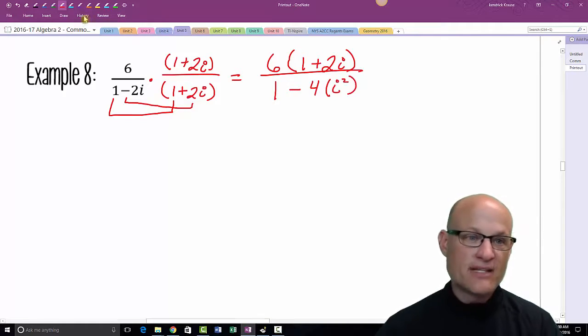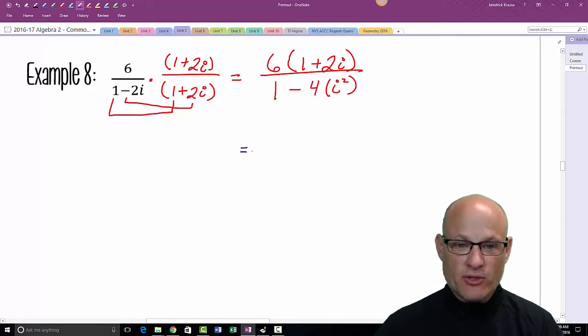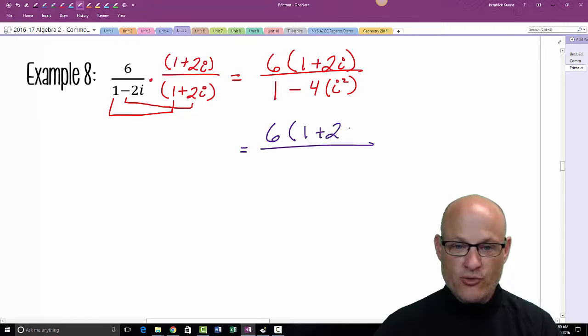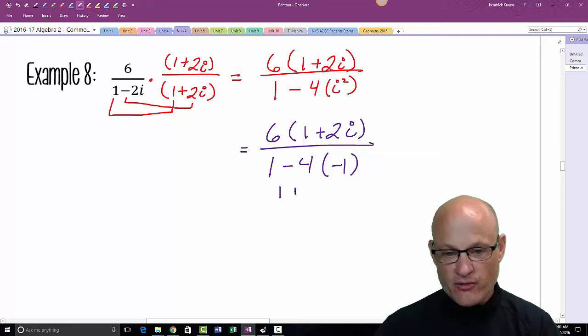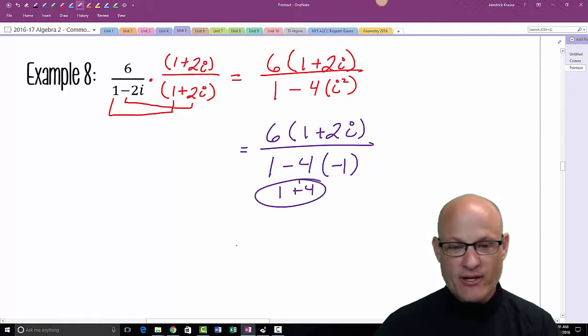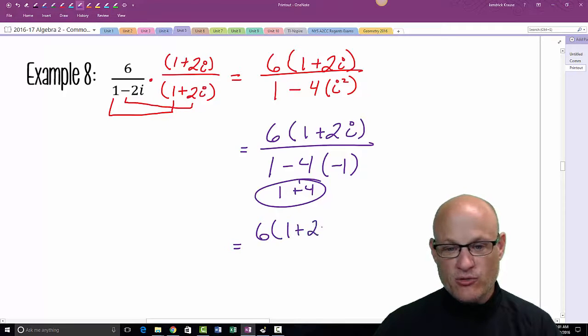squared. Now, I'm going to rewrite this one because it's a little bit more complicated. So 6, 1 plus 2i all over 1 minus 4 times negative 1. Negative 4 times negative 1 is plus 4. So my denominator is 5. So my final answer is 6, 1 plus 2i over 5.